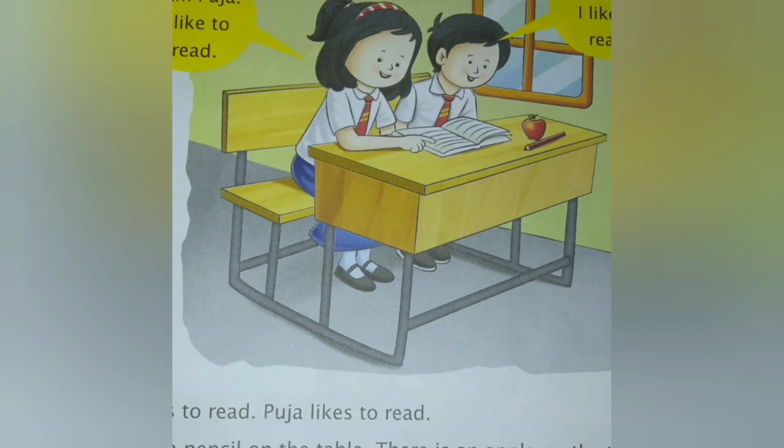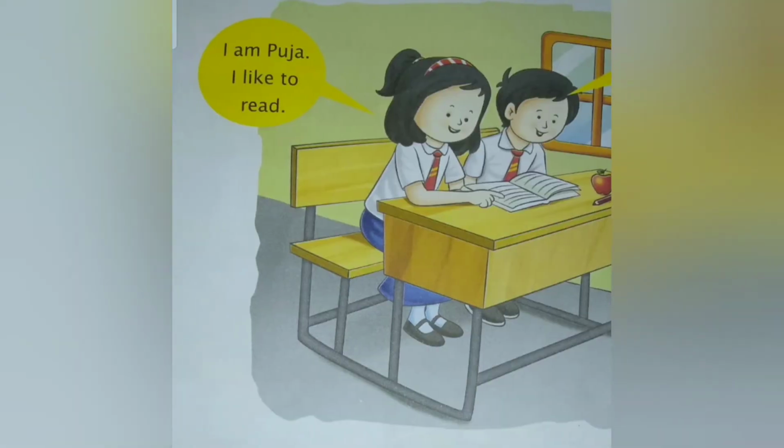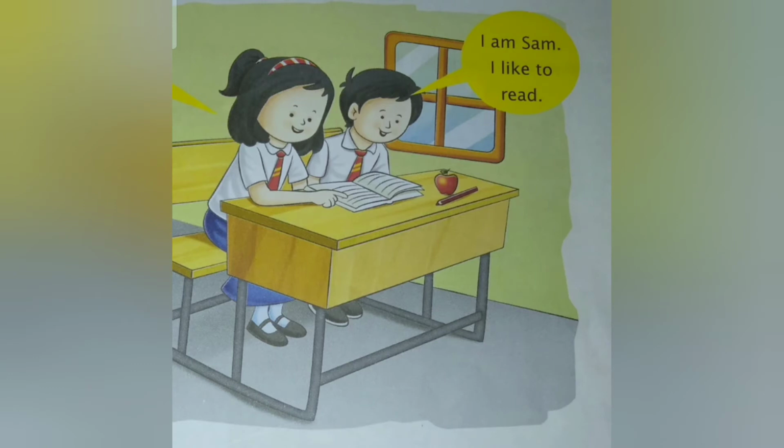A boy and a girl. What is common in them? They are wearing the same kind of uniform, so they may be students. What is the girl saying? 'I am Pooja.' She is introducing herself, saying her name. And her likes, kind of a hobby: 'I like to read.' Next, the boy is also introducing himself: 'I am Sam. I like to read.'